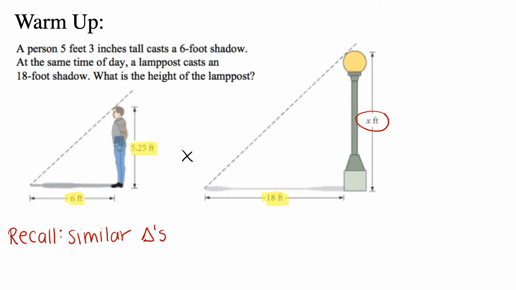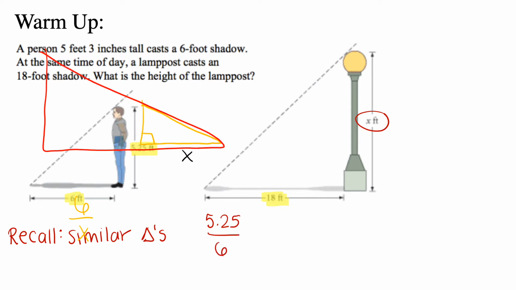So here, because we have two similar triangles, we can go ahead and set up a proportion to solve for x. So we can set up a ratio of the height of the person, 5.25 feet, over the length of his shadow, which is 6 feet, and set that equal to the height of our lamppost, which is x, over the length of the shadow, which is 18.